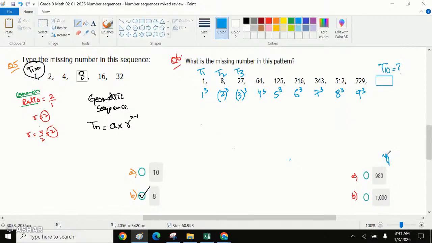That means term number 10 should be 10 cubed. And we know that when 10 is cubed, the answer comes out to be 10 multiplied by 10 is 100, and 100 multiplied by 10 would be 1000. So we click on option B and we say 1000 is the answer.